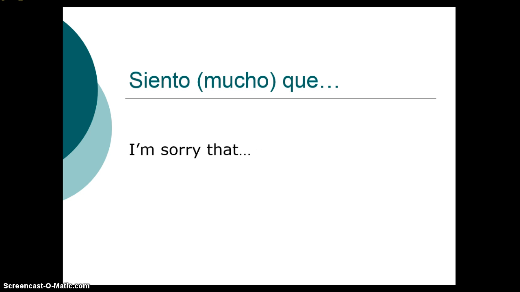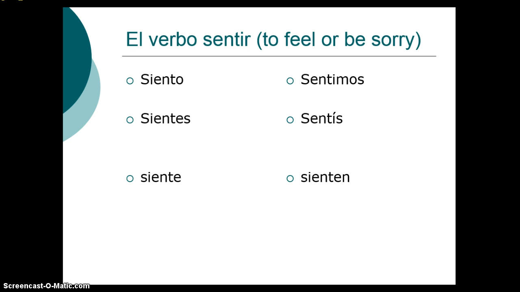Siento mucho que. Of course, the mucho would just be I'm very sorry that. Go ahead and pause and write a logical ending to this sentence. Just by way of a quick review, here's the verb sentir in all of its forms. Siento, in the present at least. Sientes, siente, sentimos, sentís, sienten. Since it's a stem changer, I thought I would give you a quick reminder of its conjugations.